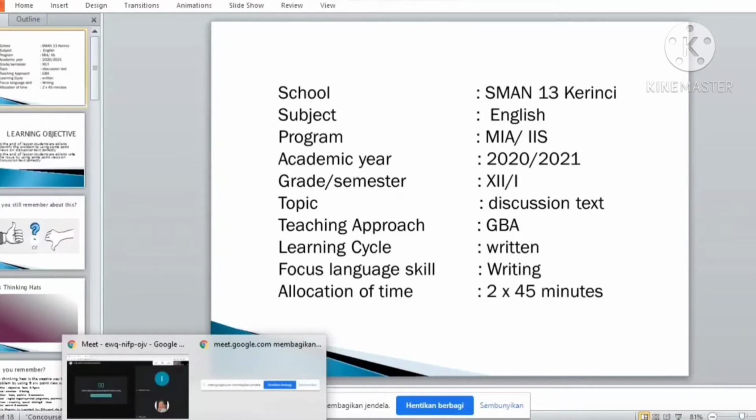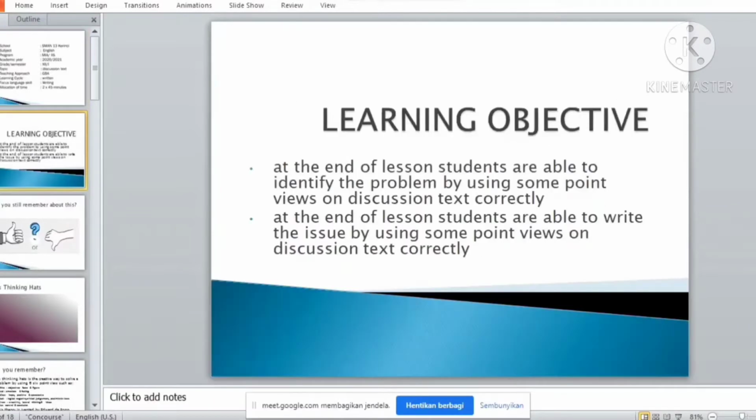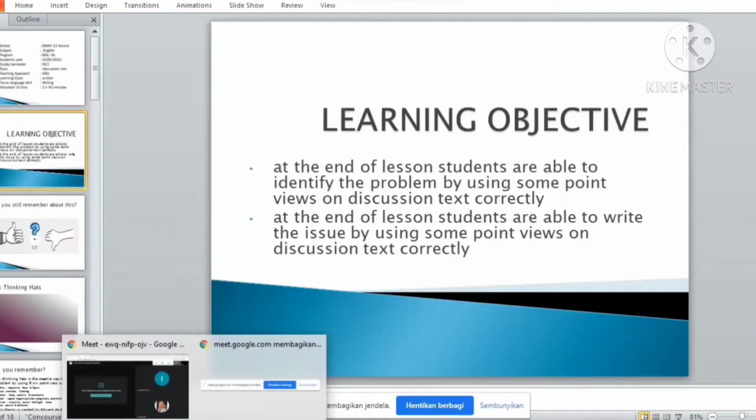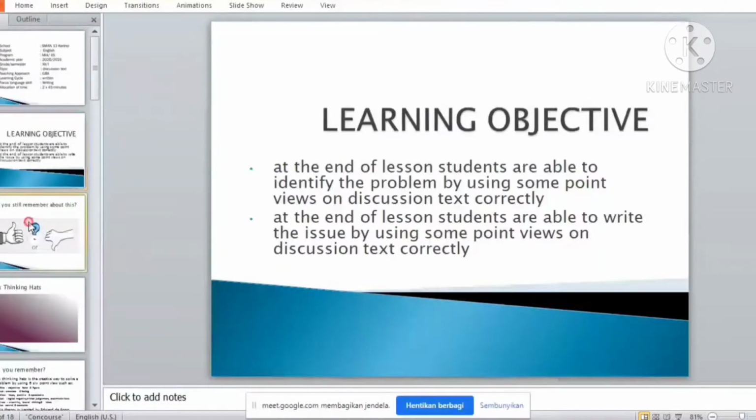Before going to our material, let me read our learning objective first. Our learning objective today is at the end of lesson, students are able to identify the problem by using some point views on discussion text correctly. Next, at the end of lesson, students are able to write the issue by using some point views on discussion text correctly.